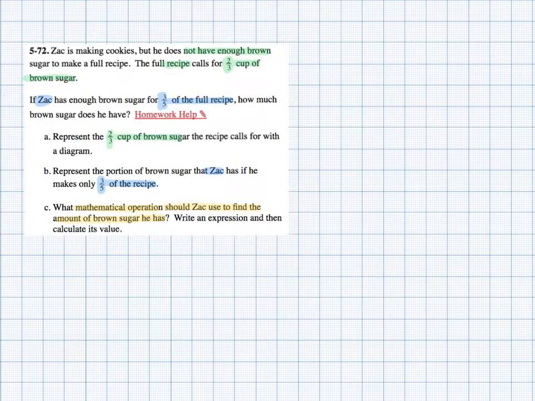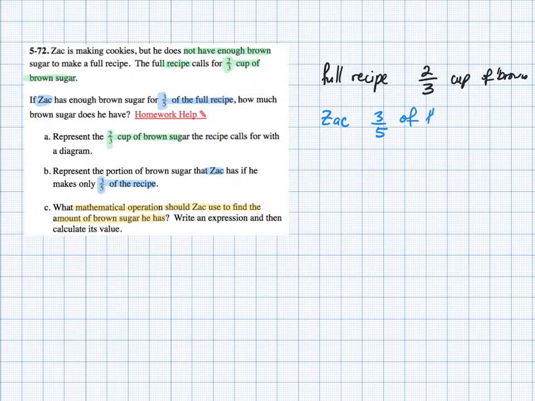We're going to say full recipe needs 2/3 of a cup of brown sugar. We want to write this down. And then for Zach, he has only enough for 3/5 of the recipe. So for Zach, he only has 3/5 of the full recipe. So this is important information. Now let's draw a diagram, and we're going to start with A.